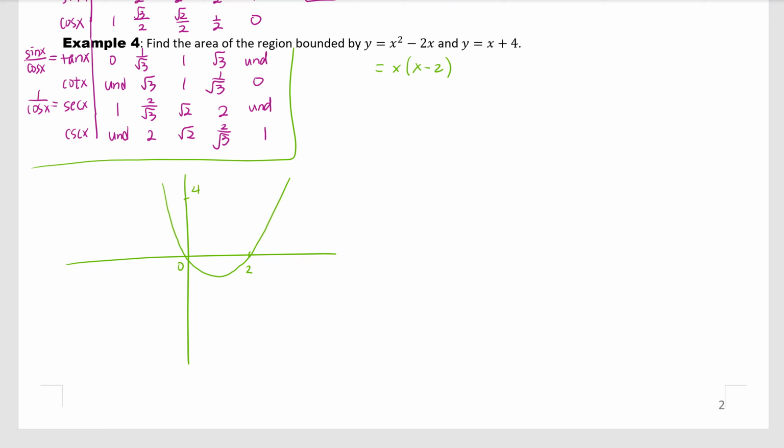Let's see. Okay, let me draw a different scale, okay? Because the graph is okay. Let's say 4 is right here. Then when x is 1, we get 5. Okay, so just connect them together. Okay, so we know there are 2 intersections.